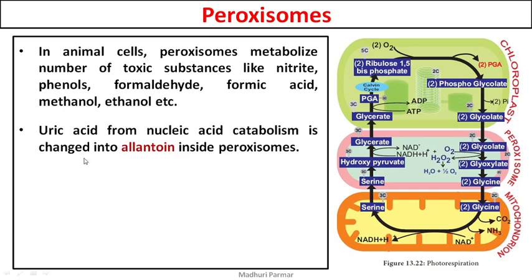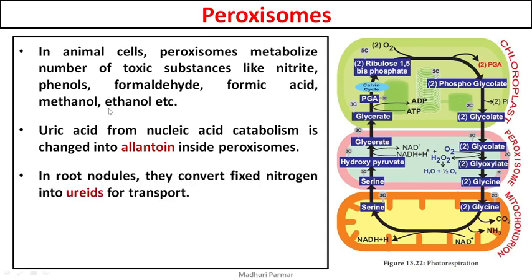Then uric acid. Uric acid also you must have heard of. There are three types of animals, right? The animals which excrete urea, then animals which excrete ammonia, and animals which excrete uric acid. This uric acid is actually a breakdown product of your nucleotides. When your ATGC break down, when they are degraded, they form uric acid. So it is a nucleic acid catabolism product, and this uric acid is changed into allantoin inside the peroxisome. If you have studied, snails and some smaller organisms excrete in the form of allantoin.